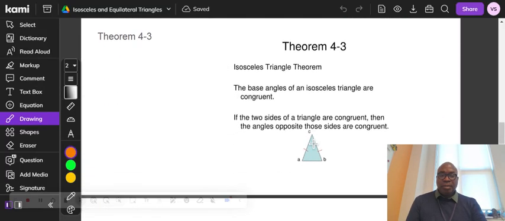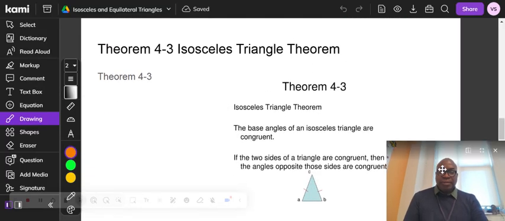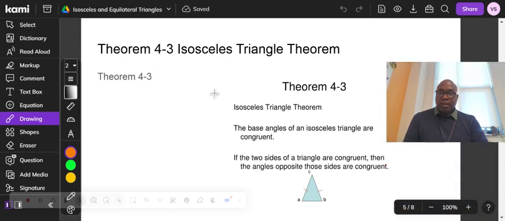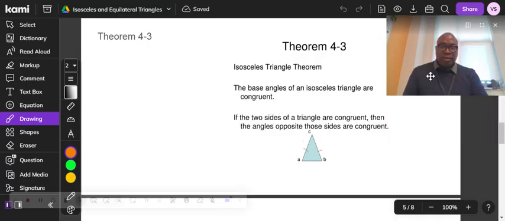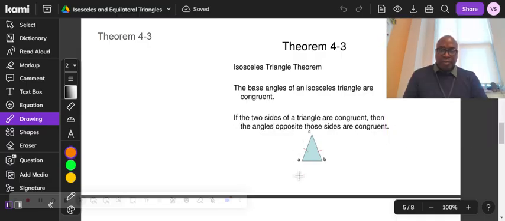So let's look at the isosceles triangle theorem. The base angles of an isosceles triangle are congruent. So A and B here are going to be congruent. Two sides are congruent. If two sides are congruent, side AC and side CB are congruent. Therefore, these angles A and B opposite these two sides are going to be congruent. That is basically what this isosceles triangle theorem is saying.